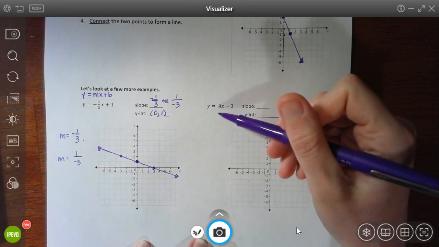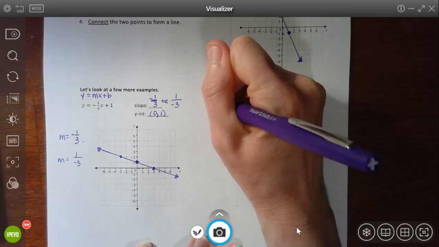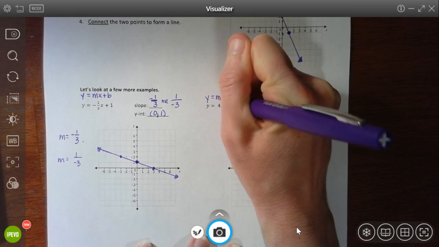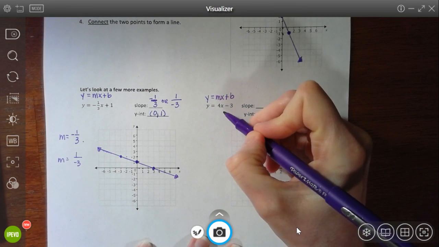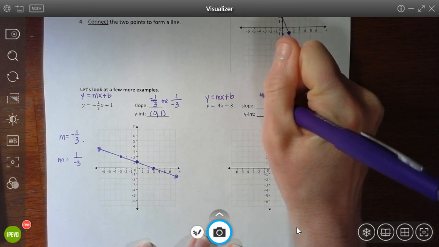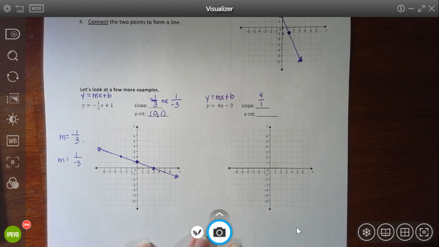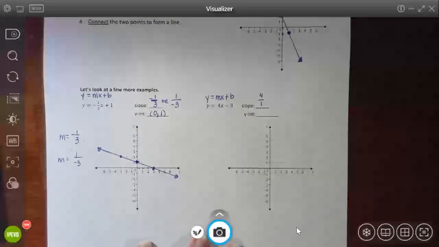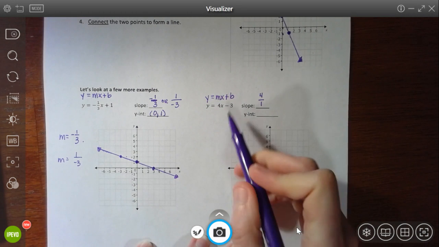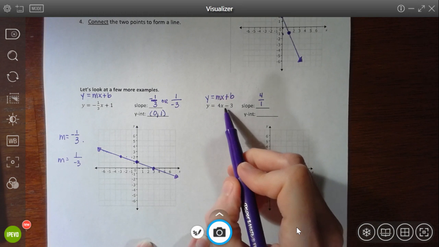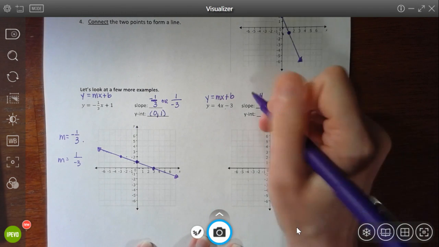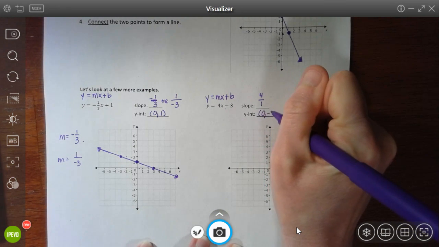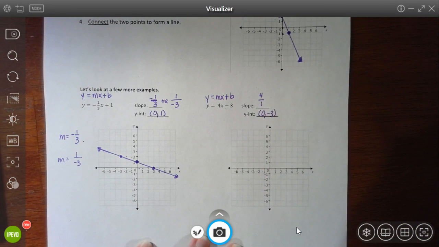All right, let's look at another example here. We have y equals 4x minus 3. Again, if we think about our formula, y equals mx plus b, my slope is that +4. And again, for positive integers like that, we put it over a 1 so we can see both that rise and that run. And my y-intercept this time is -3. So my y-intercept is going to be (0, -3).